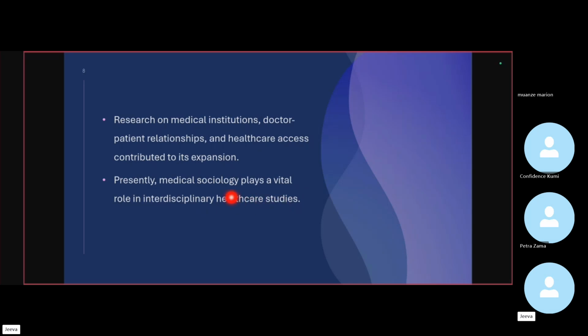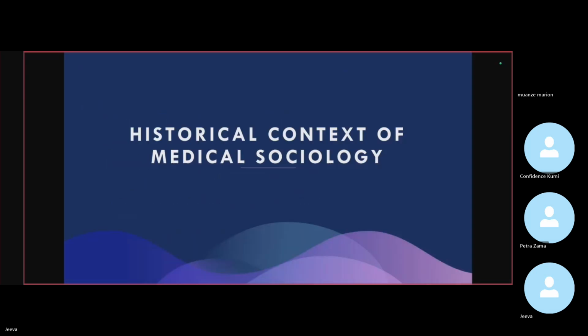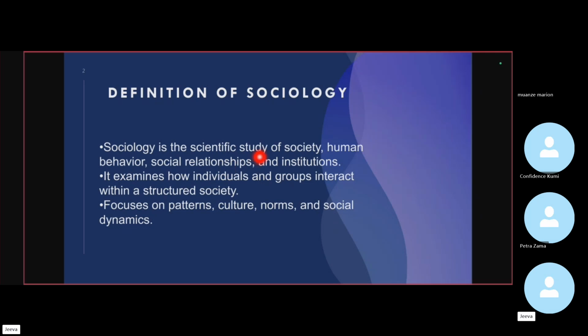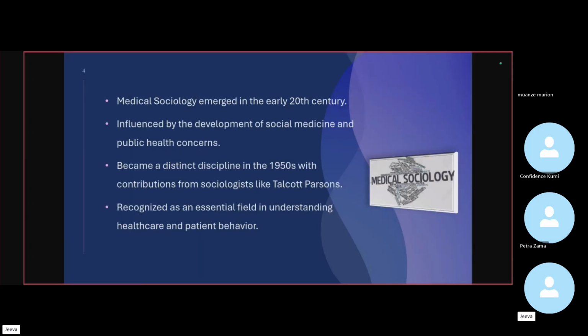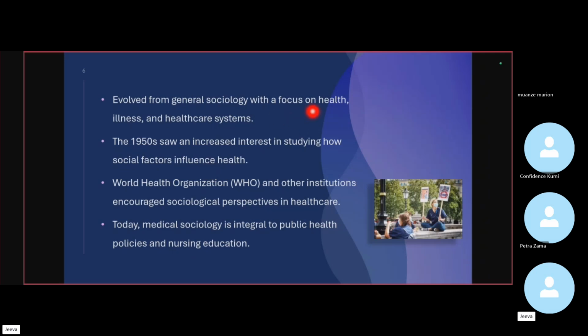Clear? So what does medical sociology look at? Medical sociology is a scientific study of society, about human behavior in society, the social relationships of the people and between institutions. They focus on how an individual or a group of people interact among themselves in a society. What do they mainly focus on? They mainly focus on health, illness, and healthcare. How does the healthcare system work?